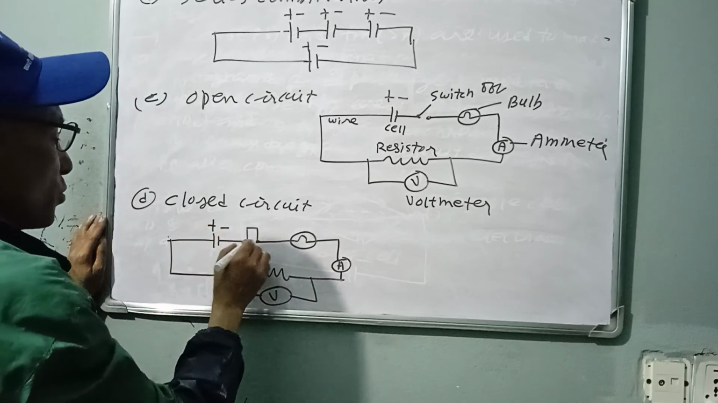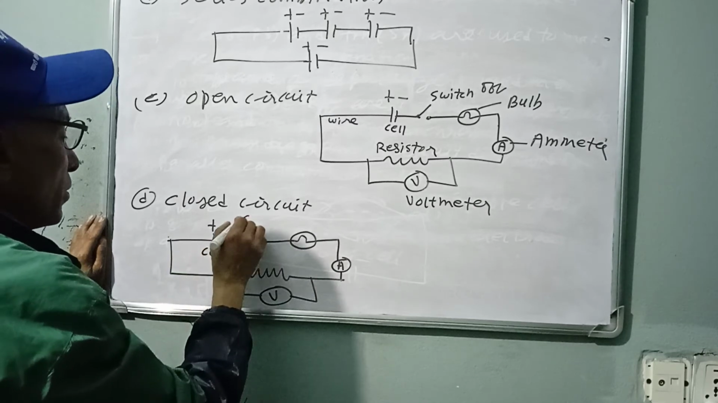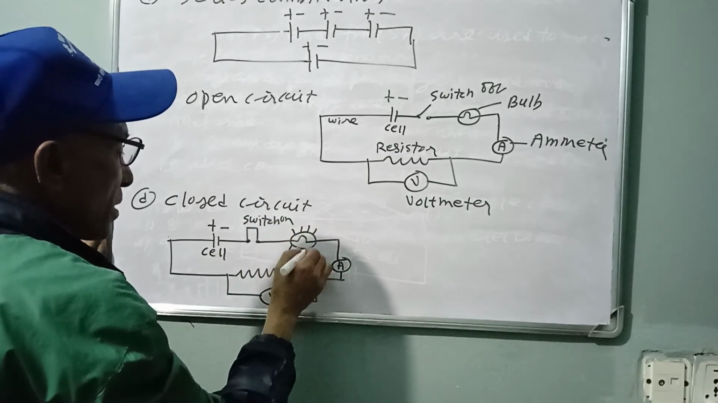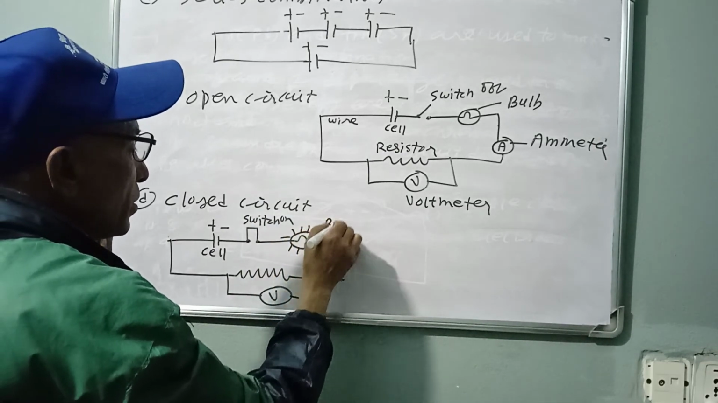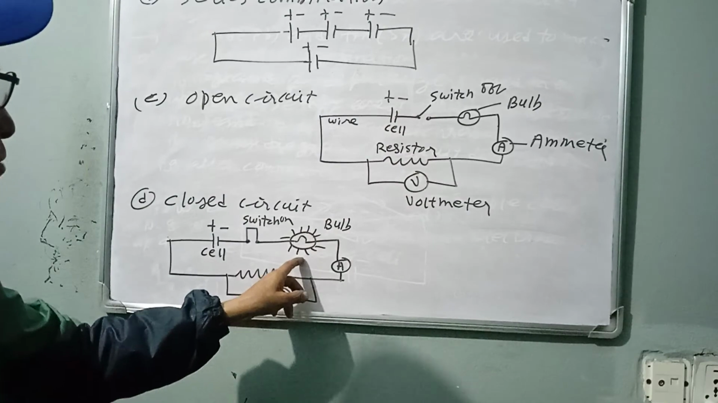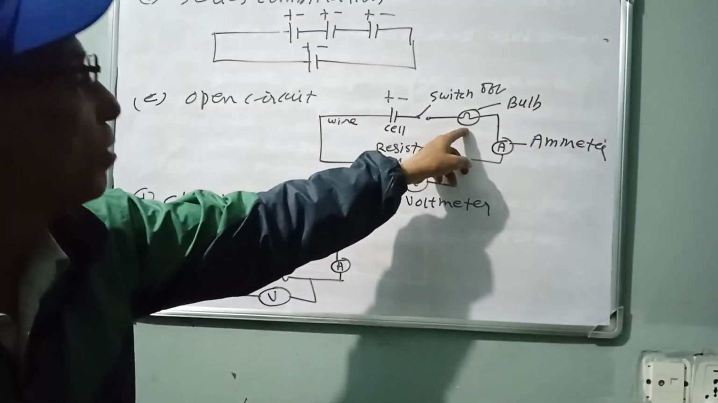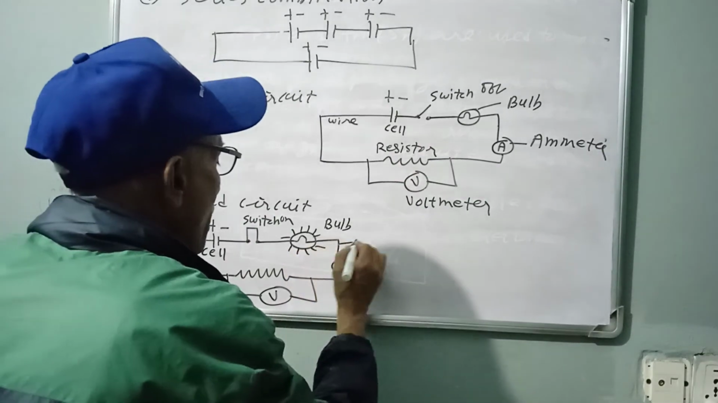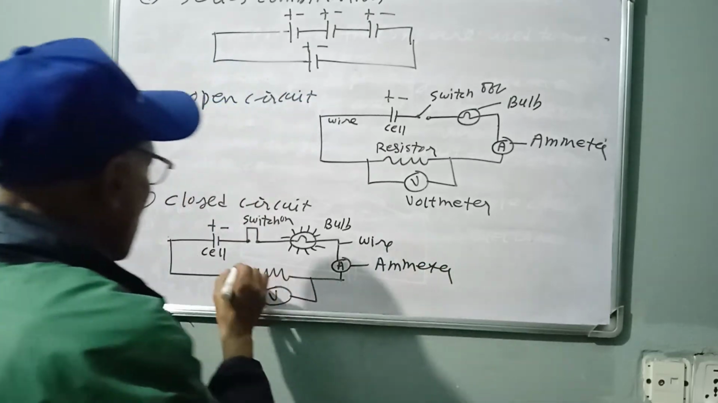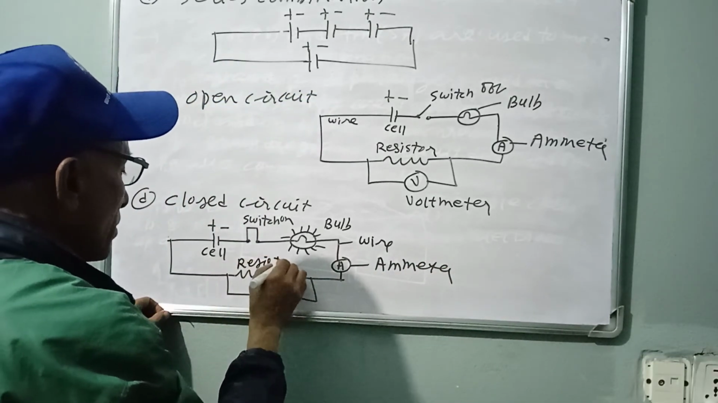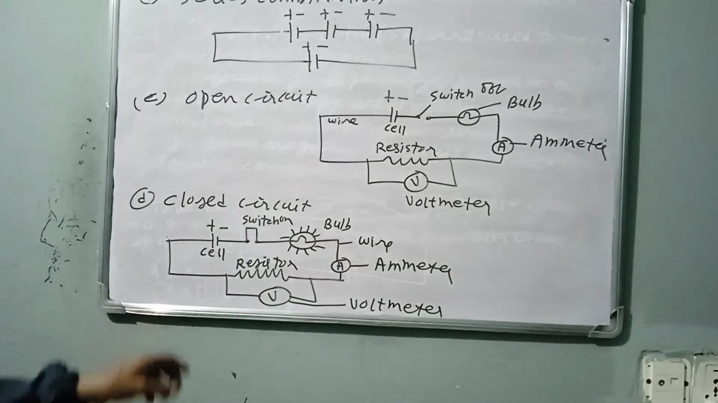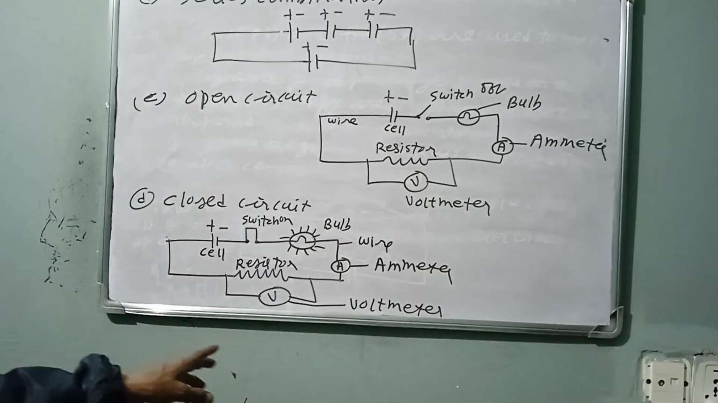Cell, switch. This is a cell, switch on. Here one difference: there is also a bulb, but it is not glowing because there is no current flowing. Current flows, bulb glows. Current does not flow, bulb does not glow. This is wire. This is an ammeter to measure current. This is resistor. B for voltmeter, not voltameter, voltmeter.